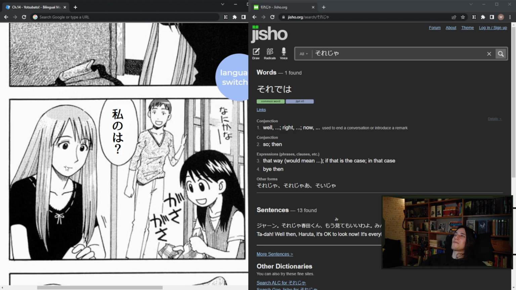These two have some beef. This is their mother. Watashi no wa? What about me? Oh, should I read it? Watashi no wa? What? Where's mine? Watashi no wa?